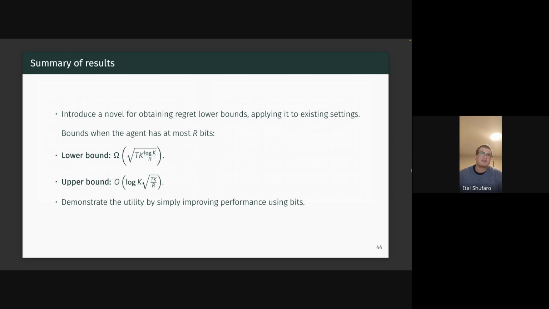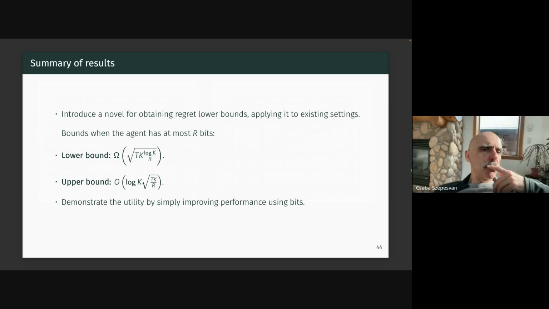And actually, it can be interesting to think about when you have both constraints. So, you know that the optimal policy can be represented by less than log k bits, and then you have at most r bits, which is less than the required number of bits. I did not look into this, but it can also be interesting. Yes, Chava.